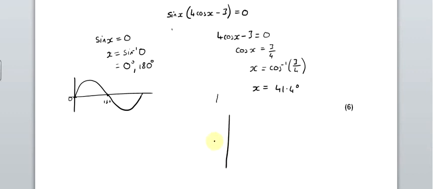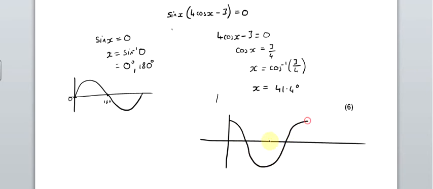So now we draw the Cos graph. So the Cos graph starts at the top and goes down and then comes back and goes up again. So there's our 180. These are our 90 marks. So 3/4, that's about here. So we just go across and you can see there's a solution there. We know that one, that's 41.4. It's that one we want there.